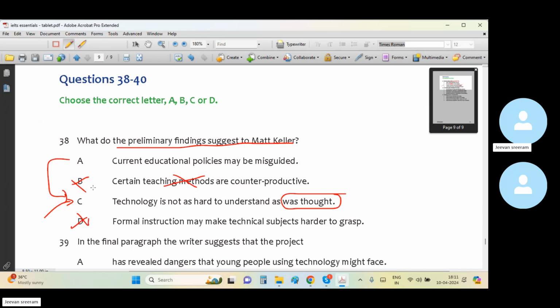Current education policies may be misguided. Yes, A must be the answer. Because the technology is not as hard to understand as was thought, giving a sense like people once thought that was actually hard, but now they consider technology is not as difficult to understand as once people thought. There is no such sort of meaning anywhere. It is the conclusion we are with respect to children. Ultimately the right option must be A. Okay, current educational policies may be misguided. Yes, how is it misguiding?